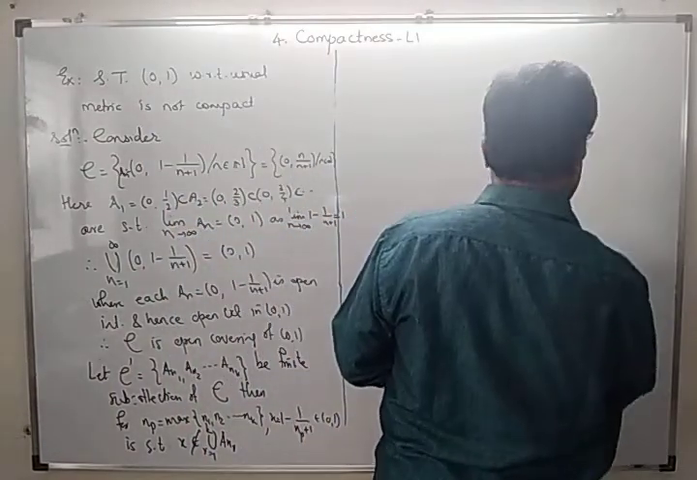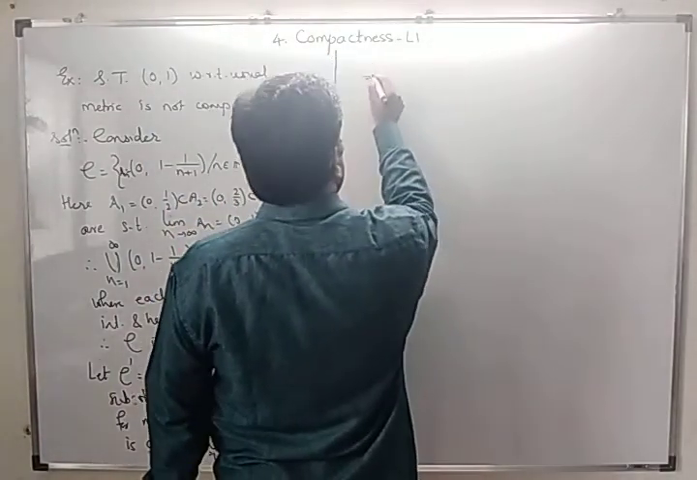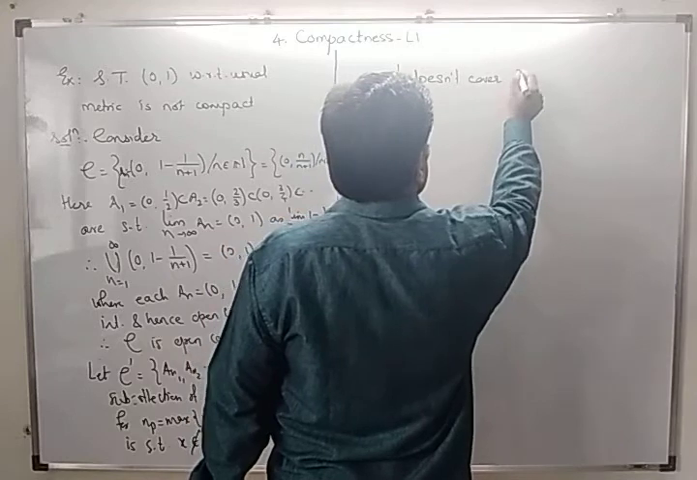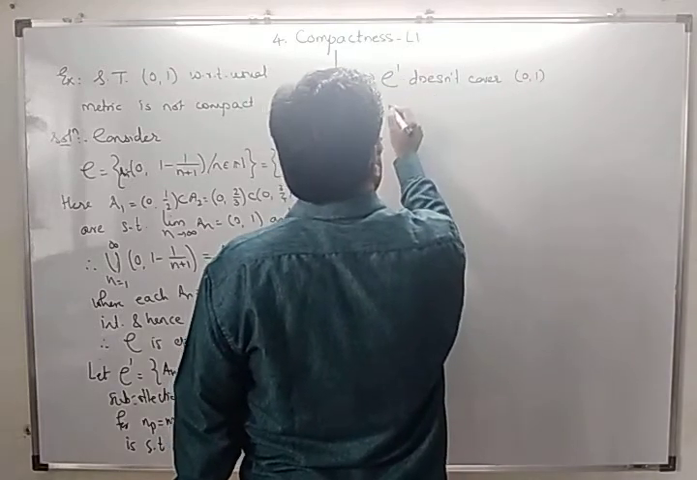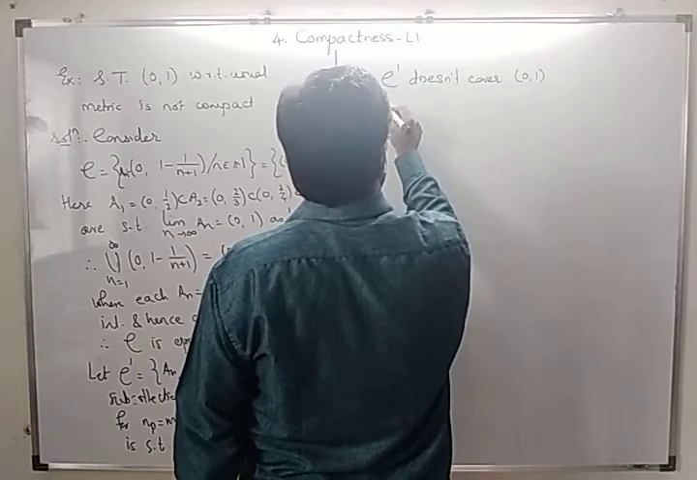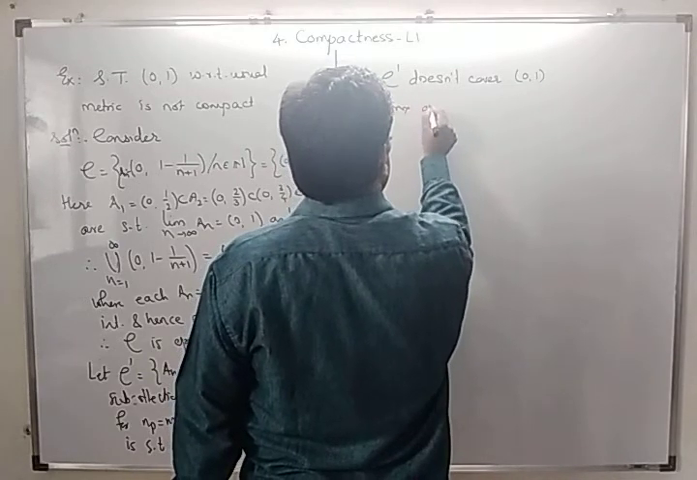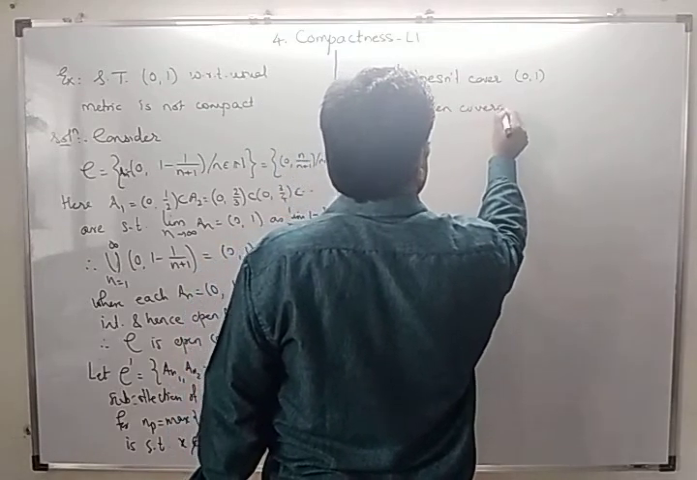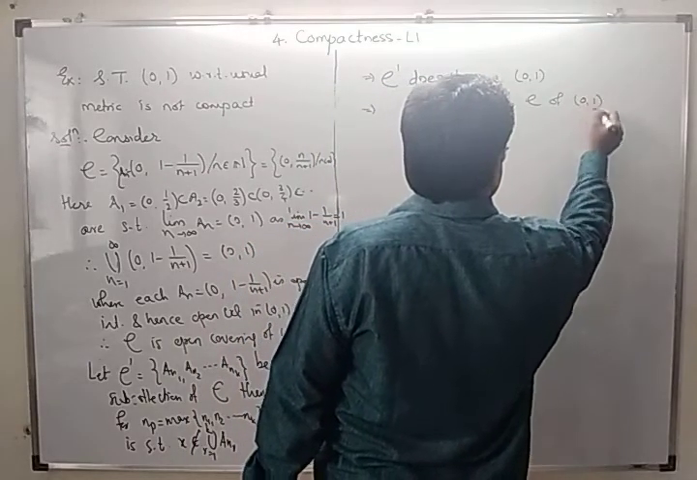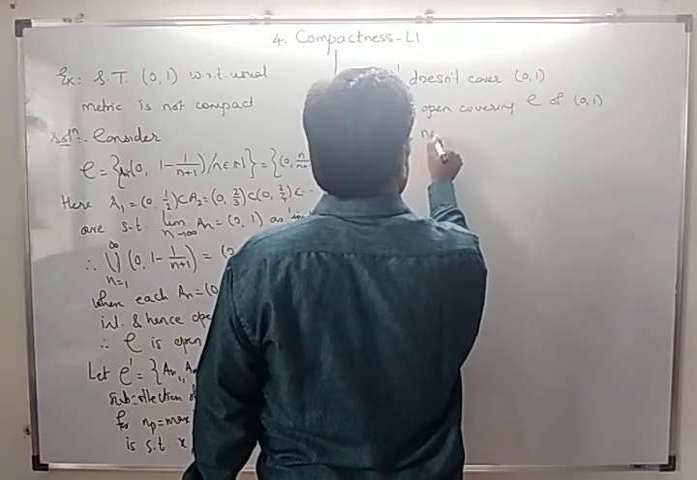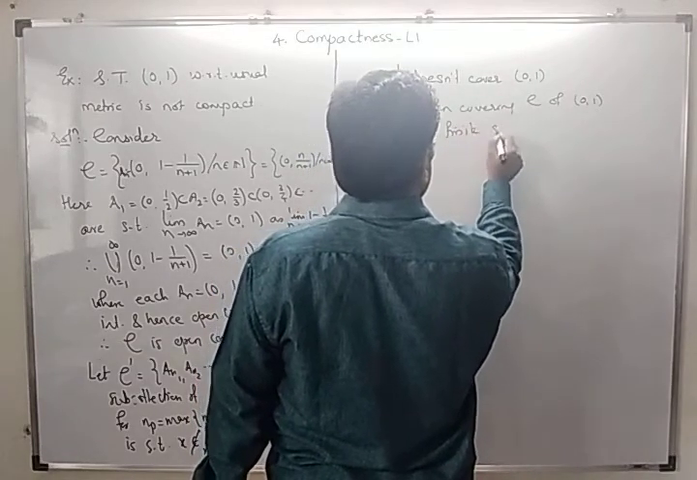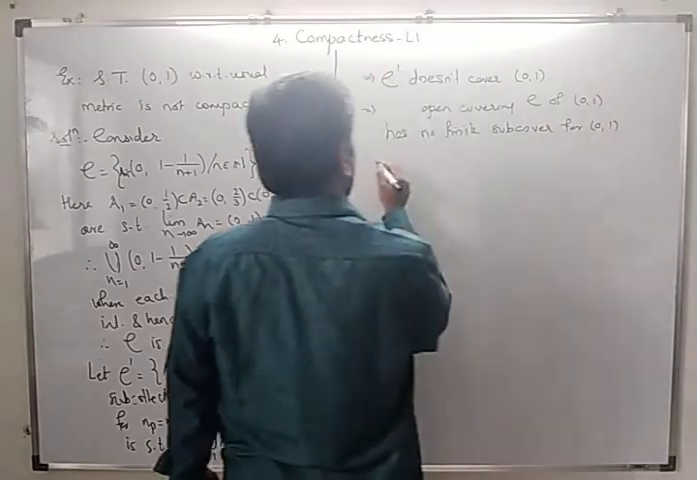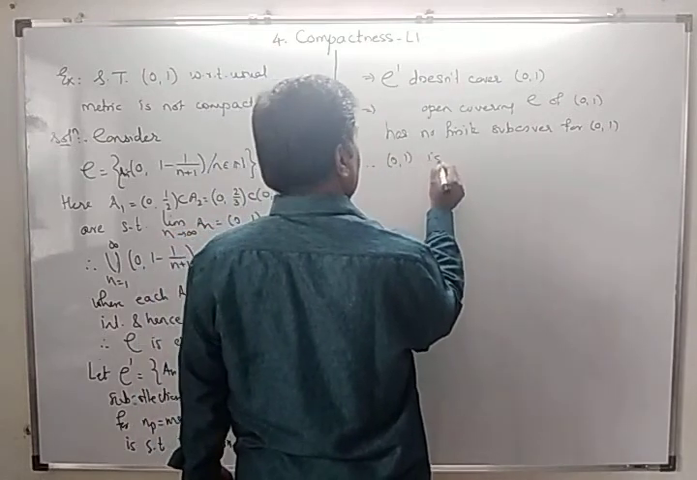C dash doesn't cover the open interval (0, 1), and therefore the open covering C of (0, 1) has no finite subcover for (0, 1), and therefore (0, 1) is not compact.